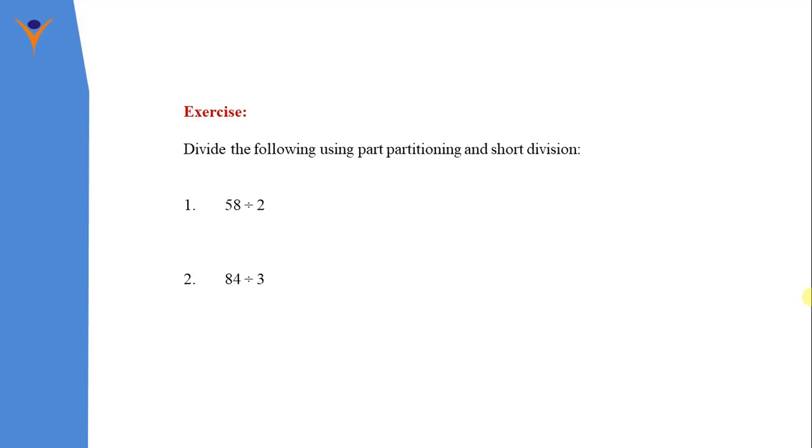So how well did you do? Were you able to use partitioning and short division methods to solve these two questions? If you did, then your answers will be number 1, 29, and then number 2, 28. Did you get both questions correctly?